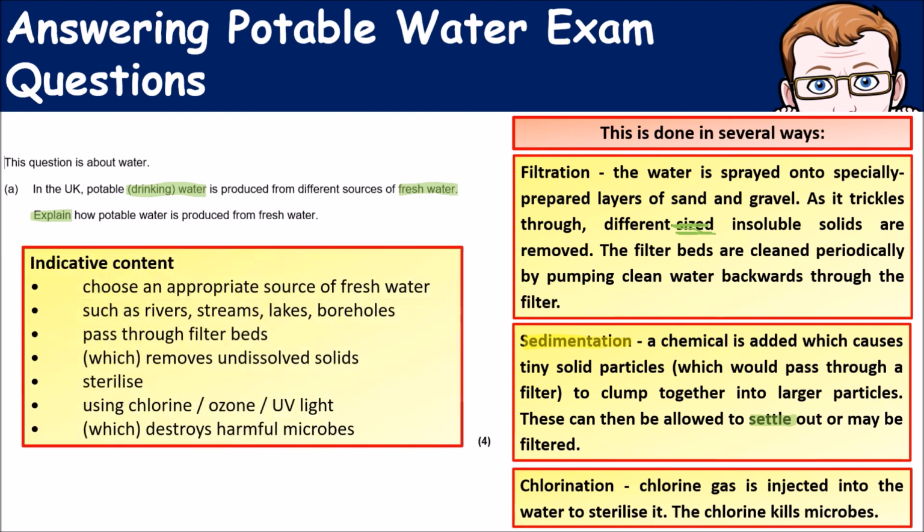Some of the key things you would have to talk about: start off by talking about a suitable source of fresh water, so a river or a stream or wherever. Then talk about it being filtered, and the fact that the filtering removes undissolved solids. Then you need to talk about it being sterilised, and give some way, like chlorination or treating it with UV, to sterilise it. It's also worth talking about the fact that sterilisation kills harmful microbes.